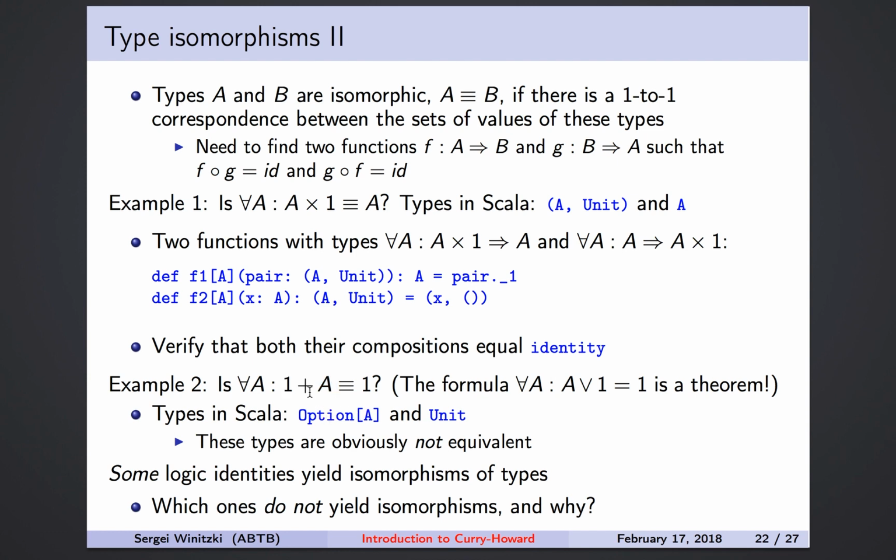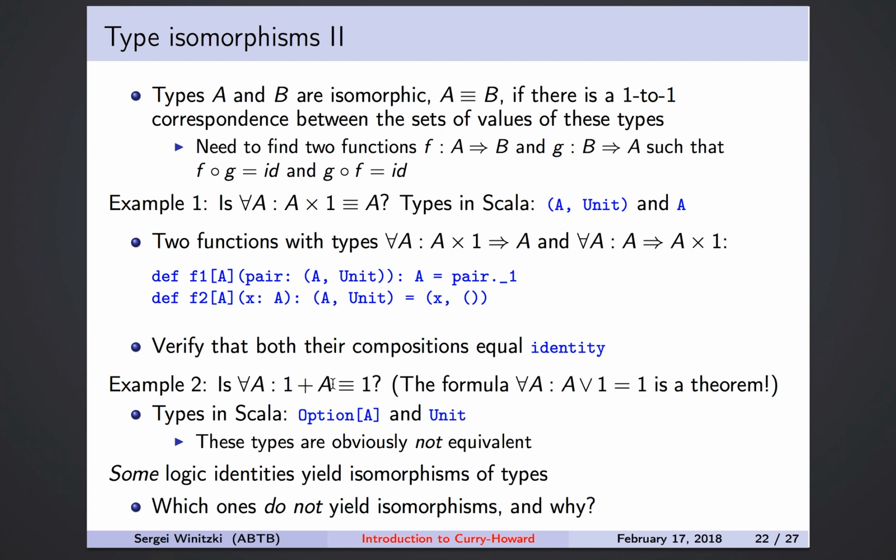Now, option of A is a disjunction of 1 or unit and A. It is certainly not equivalent to just unit, because this type could contain a value of A in it, but this could not. So there's no way that you could transform this type to this and then back without losing information. Since this is a theorem, you have functions from this type to this type and back. Some functions, you have them.